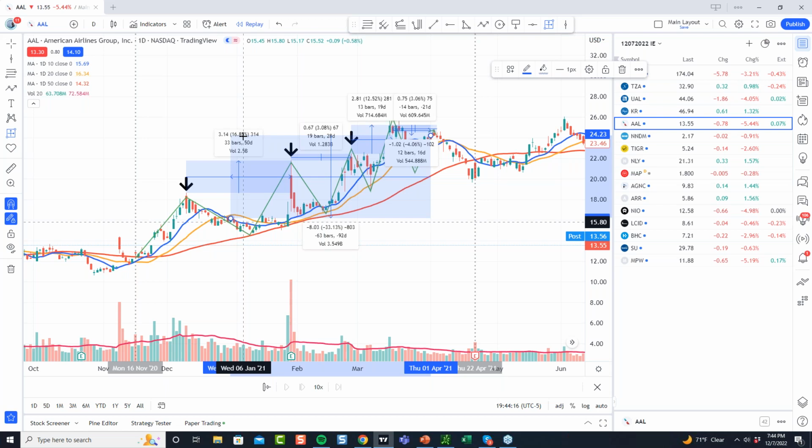So where I want to trade is at the initial reversal. It's a clear runway. I don't have to worry about resistance.